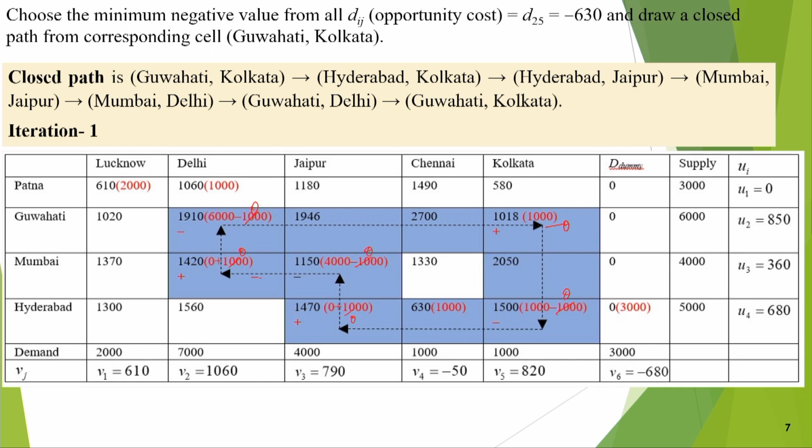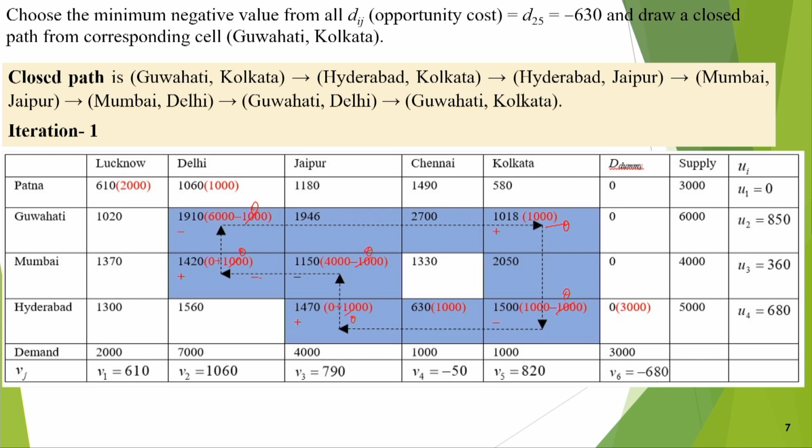Like that you have to identify the closed path. So here the closed path is Guwahati, Kolkata, Hyderabad, Kolkata, Hyderabad, Jaipur, Mumbai, Delhi, Guwahati, Kolkata. So you just see that if I have given theta to the Guwahati, Kolkata cell, then in the cell vertically below it is minus theta, then horizontally on this side plus theta, then this is minus theta, then this is plus theta, then this is minus theta, again this theta. So that type of thing.